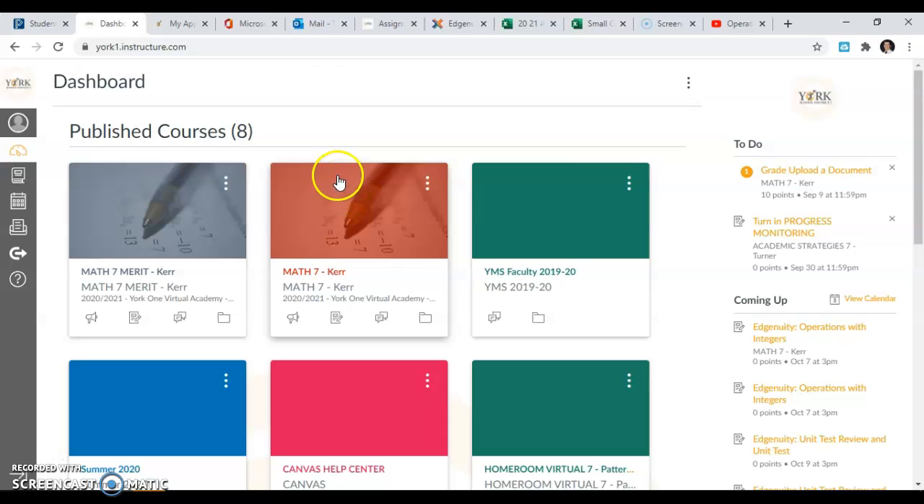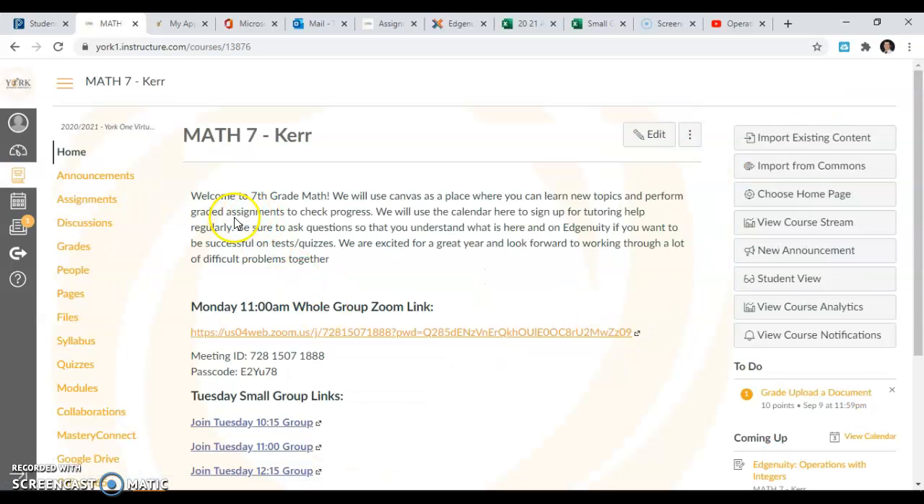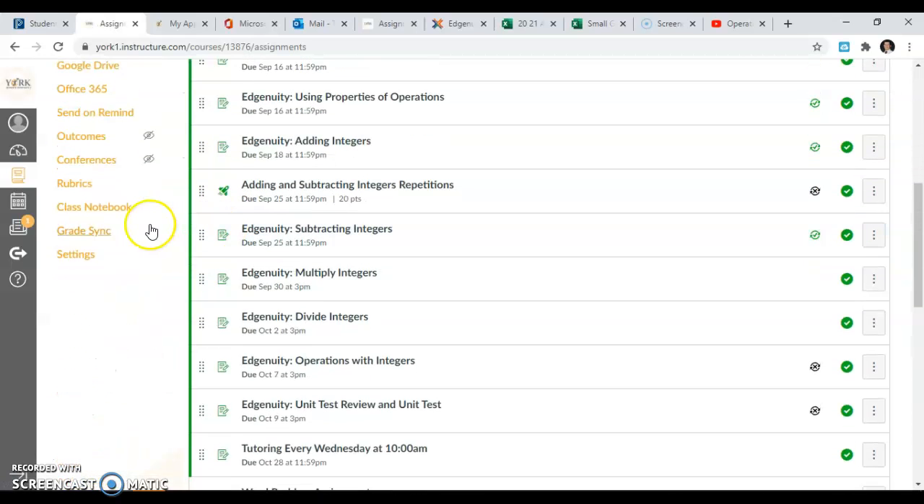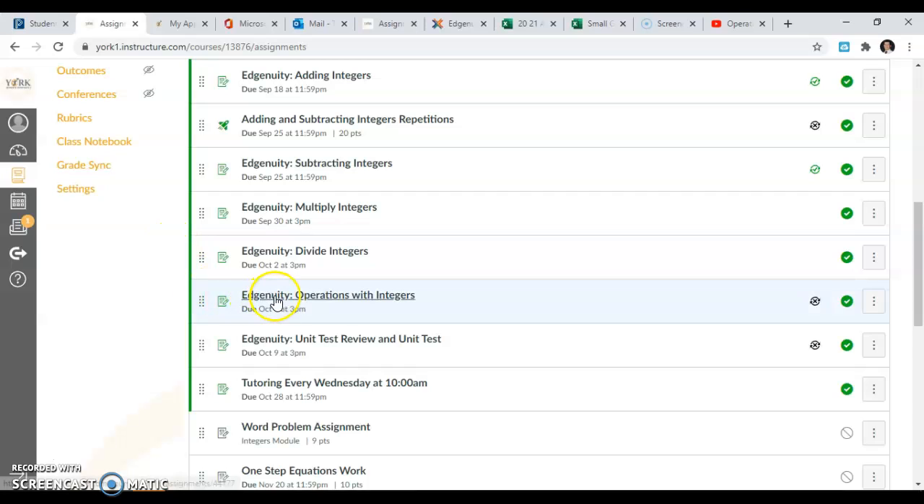I wanted to take you through some of the things that you have to be working on this week in math. So if we come to the dashboard on Canvas and click in, you'll notice first thing, if you click on assignments, you have two assignments for this week, both of which are in Edgenuity. So no Canvas assignments, just continuing to work through Edgenuity.